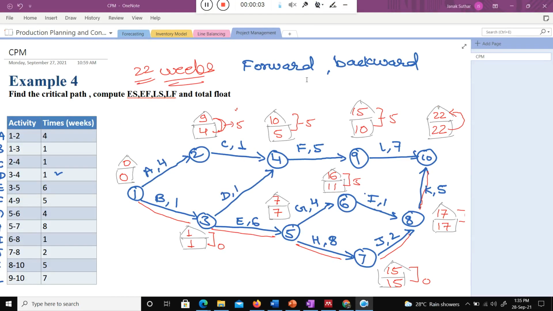Okay, so in the previous lecture we discussed how to draw the network diagram. After that, how to do the forward pass and backward pass in that network diagram for analysis purposes. After that, we found one critical path. That critical path shows the combination of the critical activities, and it shows where you need to focus more.